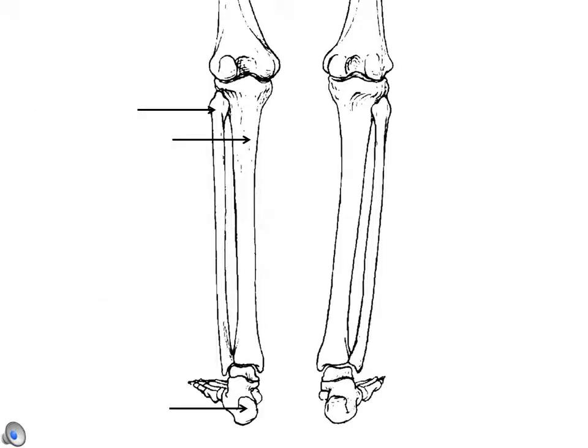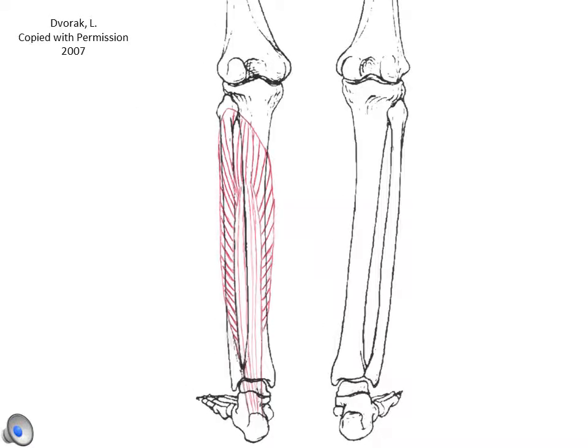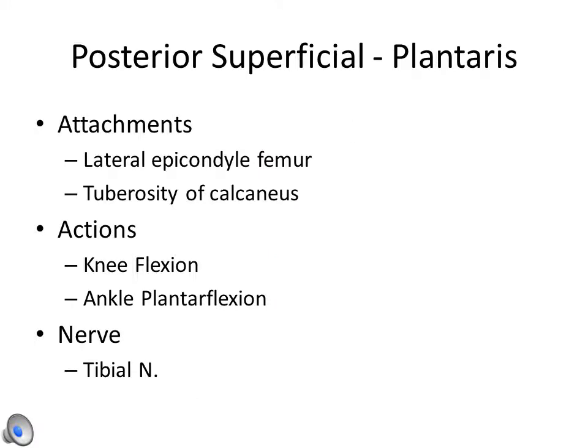Pause the lecture to draw in the attachments and muscle belly of the soleus muscle. How does your drawing compare? Note that the muscle belly of the soleus courses further distally compared to the gastrocnemius. The last muscle in the posterior superficial compartment of the leg is the plantaris.